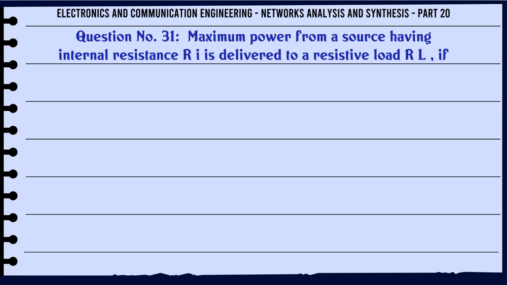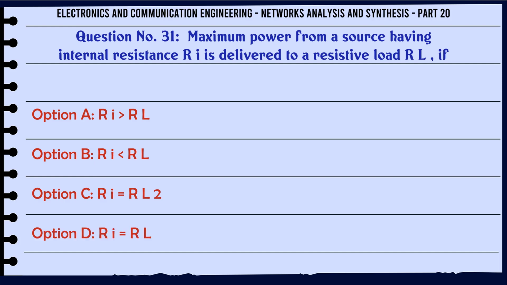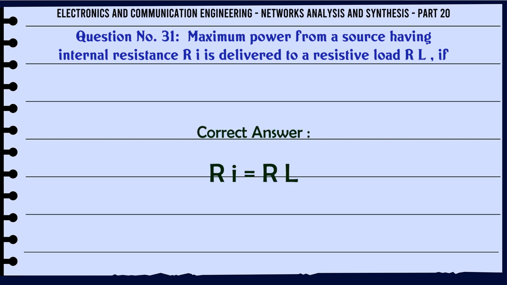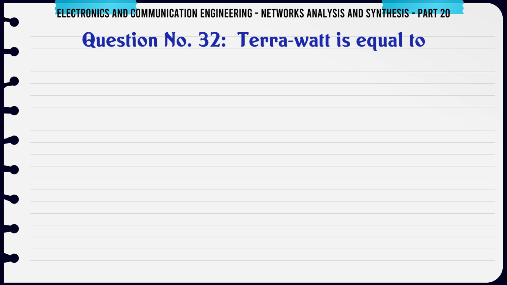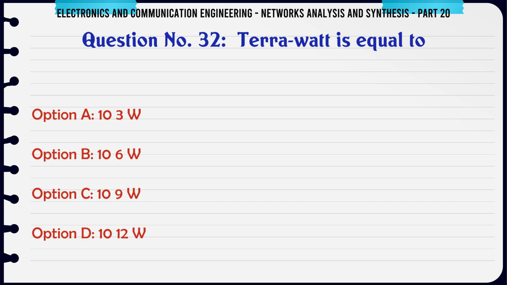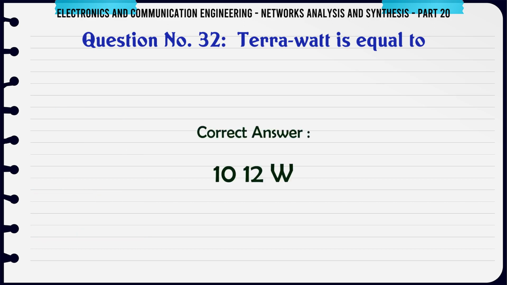Maximum power from a source having internal resistance Ri is delivered to a resistive load RL if A. Ri = RL, B. Ri > RL, C. Ri = RL/2, D. Ri < RL. The correct answer is Ri = RL. Terawatt is equal to A. 10^3 watts, B. 10^6 watts, C. 10^9 watts, D. 10^12 watts. The correct answer is 10^12 watts.